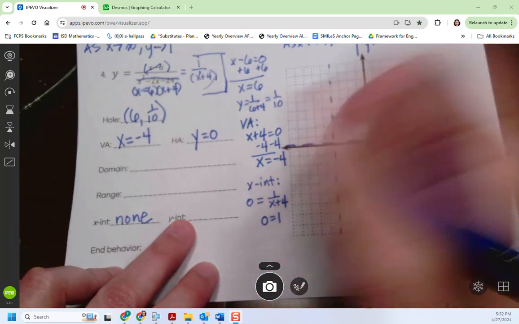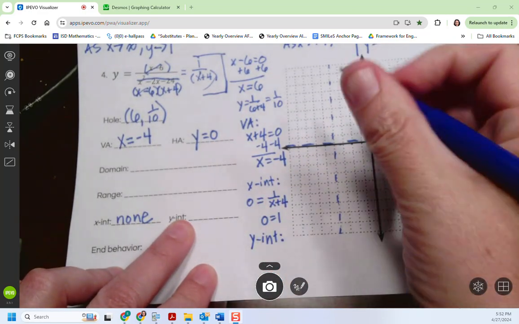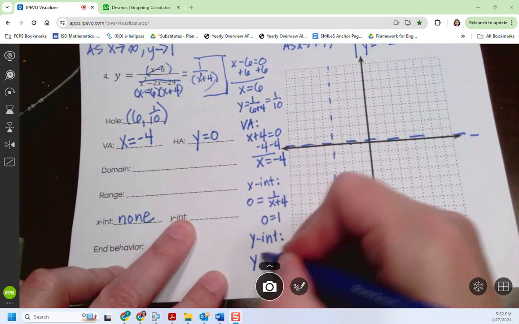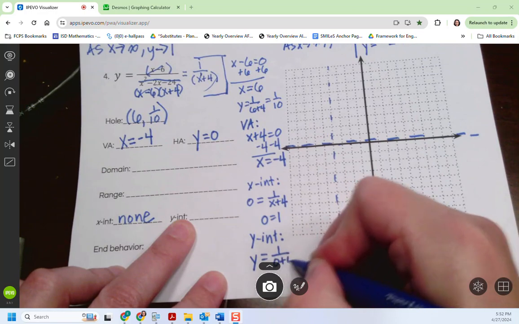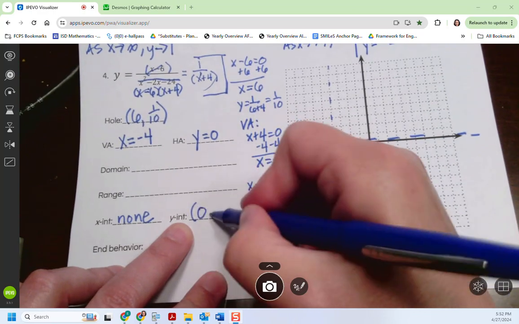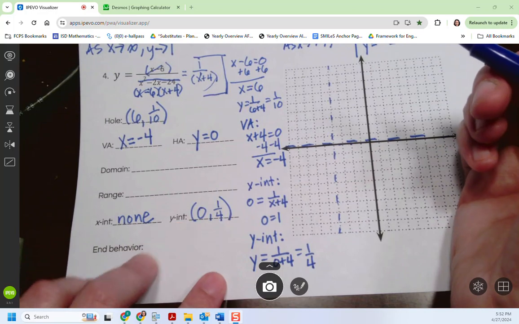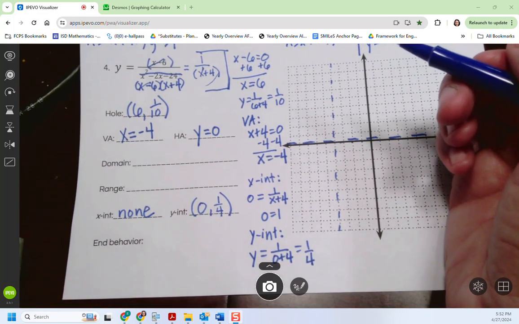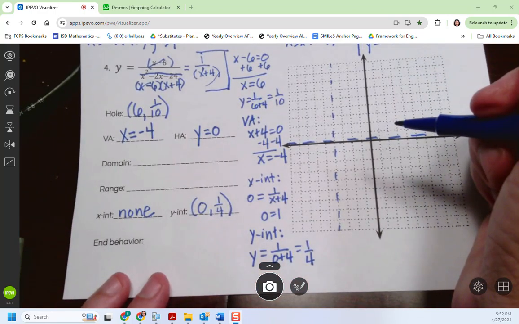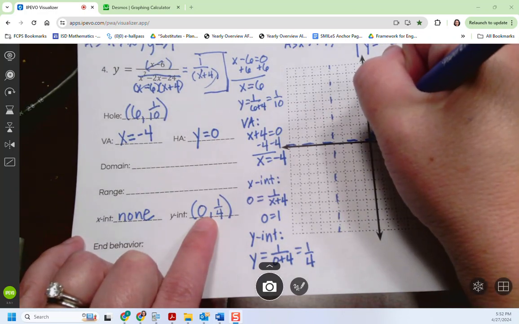I can find a y-intercept by making x 0. So y equals 1 over 0 plus 4, which is 1/4. So I've got 0 for my x and 1/4 for my y. I do know what the end behavior is because it's the horizontal asymptote, but I might as well wait till I draw my graph to get this. So I can graph my y-intercept at 0, 1/4. It's right here.